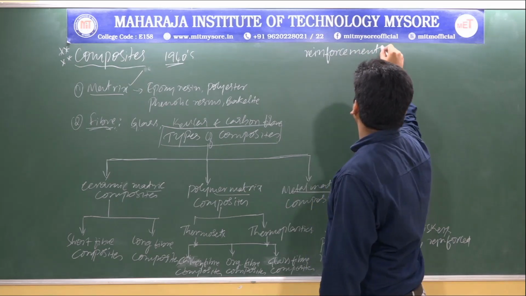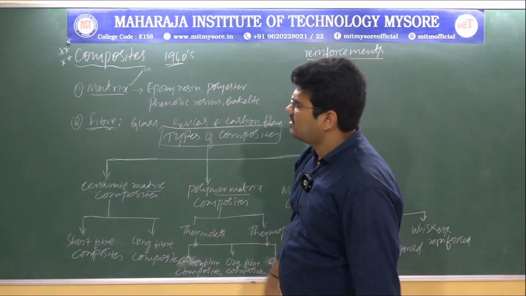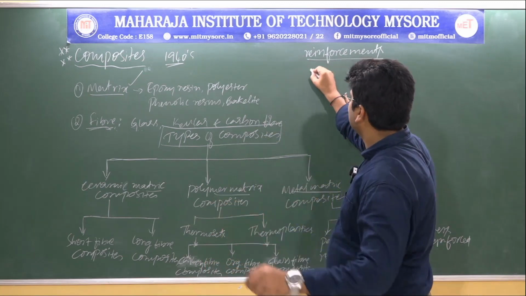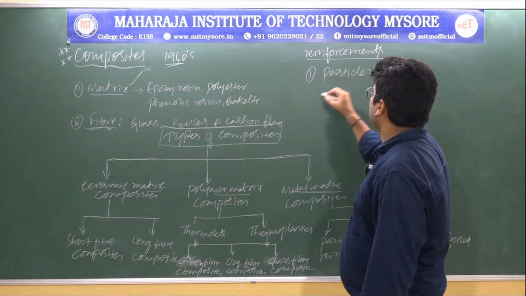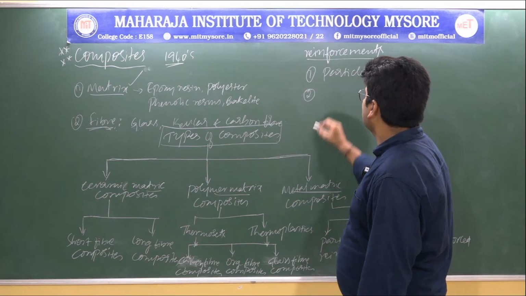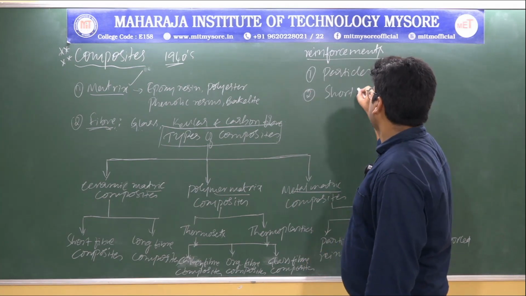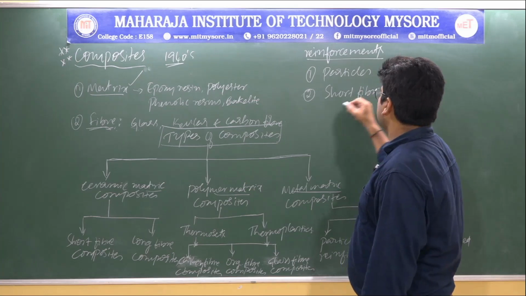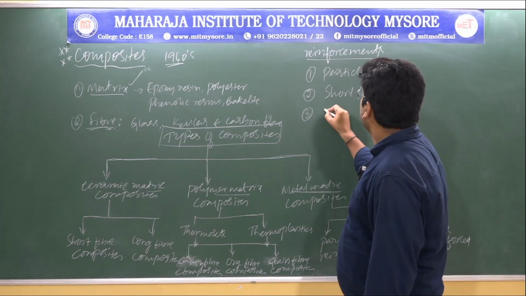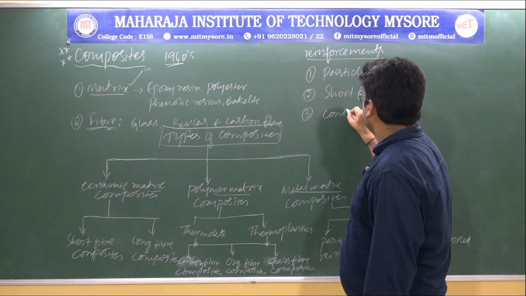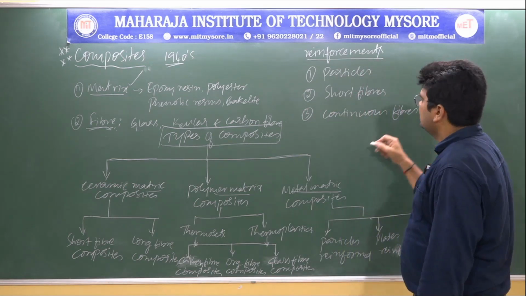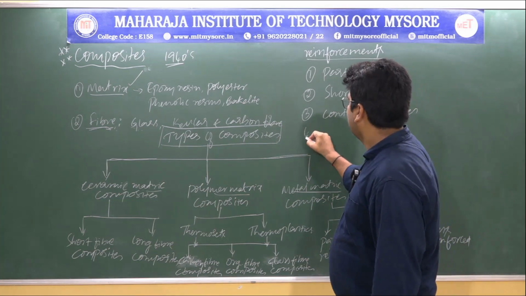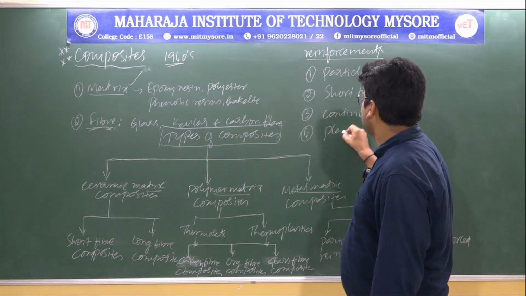The reinforcements that are used in the manufacturing of composites can be classified, and there are four major types of reinforcements. First one is particles, right? Second one is short fibers, and the third one is continuous fibers or fabric materials, and the fourth one is plates or sheets.